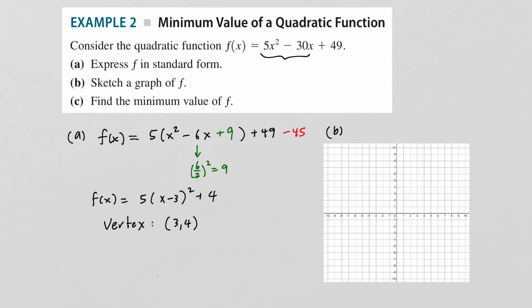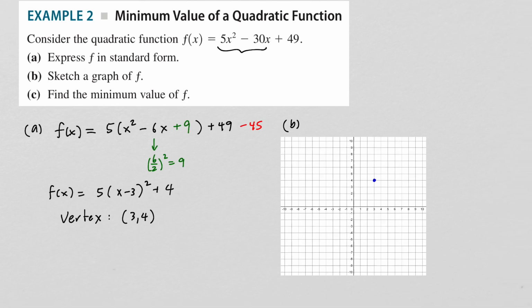So for the second part, to sketch the graph, let's go ahead and sketch the vertex, which is at the point 3, 4, which is right here. But we have a little bit of a problem. This parabola we know opens up. It does not open down. So if it opens up, you're going to notice that there is no x-intercept here. So let's not waste our time trying to find an x-intercept that doesn't exist.